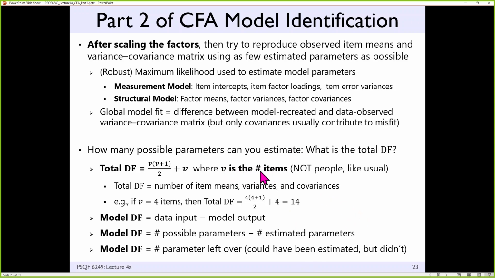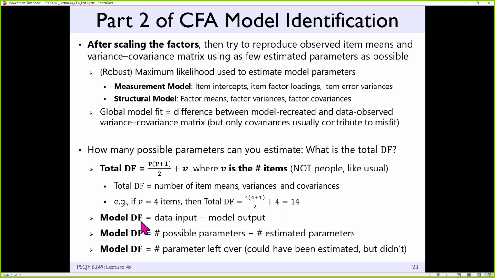So I've got V here for the number of items. Total degrees of freedom, number of possible things I can estimate, is the number of items times the number of items plus 1 divided by 2. That part gets me the number of variances and covariances specifically. Add plus v again to get the number of means. So if I have 4 items, I throw that into the formula, and I have 14 things I can estimate. Here's the list of the 6 different types of things I might want to estimate, at least for now. We don't have error covariances yet, but that would be added later. And I can have 14.